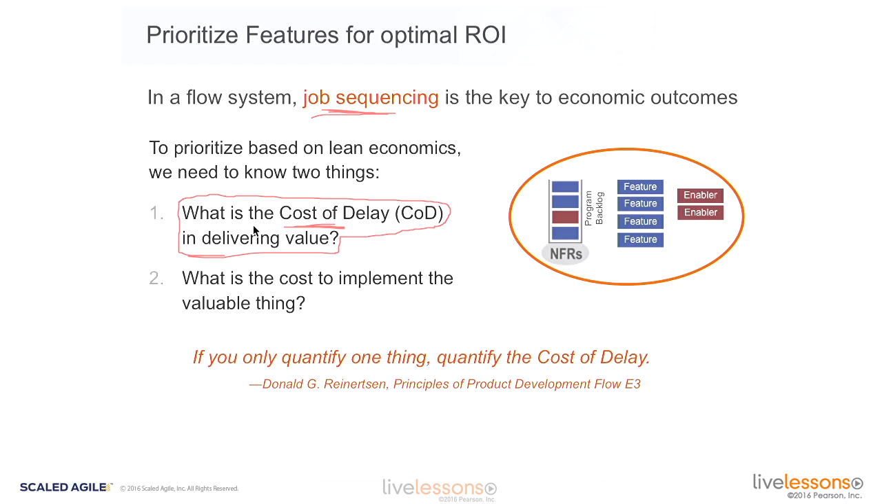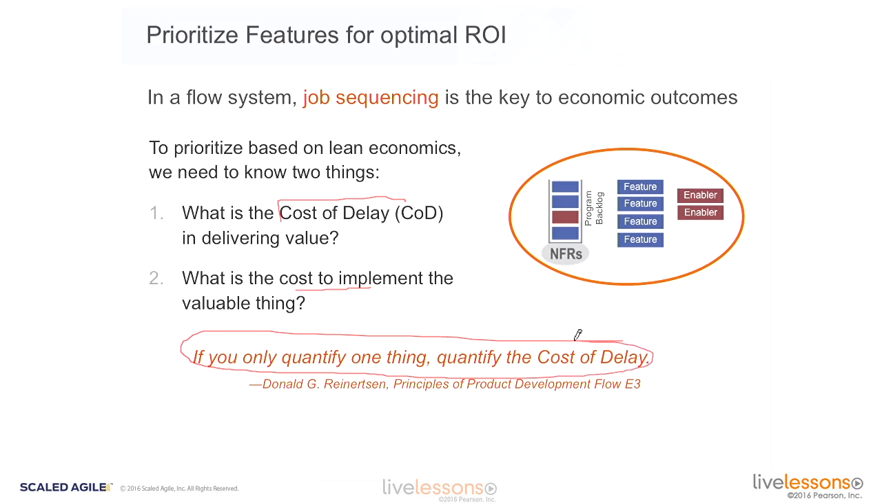But we also need to know the cost to implement the valuable thing. For example, if there is a relatively high cost of delay, I'll just use the negative side of that, a really big penalty if we don't do it, well, what if the cost is more than the penalty? That seems kind of odd, but it could happen. It's a really valuable thing, but it's hugely expensive to implement. As we mentioned earlier, from Reinertson's view, if you only quantify one thing, quantify the cost of delay. So we need to do that.